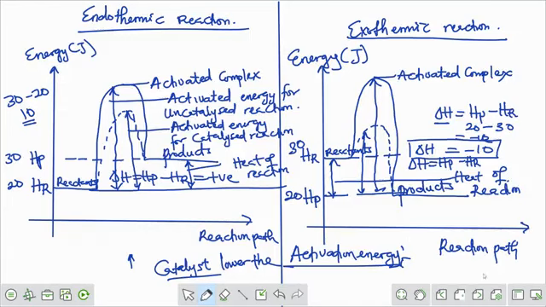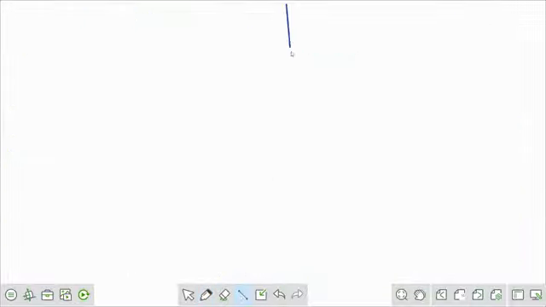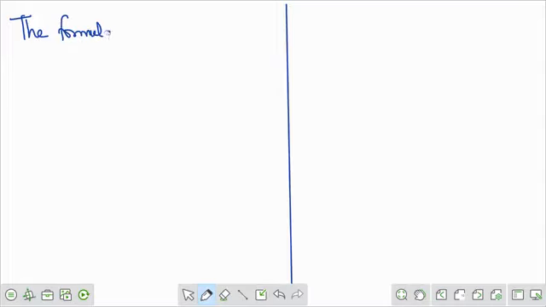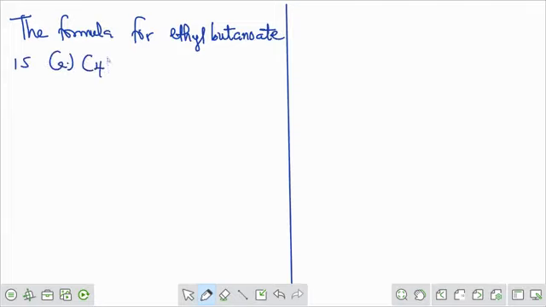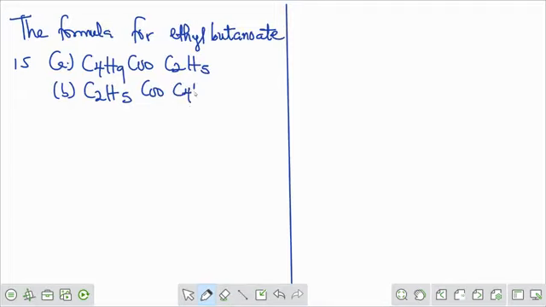Now I quickly see a question here, and it catches my attention. If they draw a compound like this, they ask for the formula for ethyl butanoate. A is C4H9COOC2H5. That's the first thing. B is C2H5COOC4H9. So we have C, C2H5COOC3H7. We have these two.